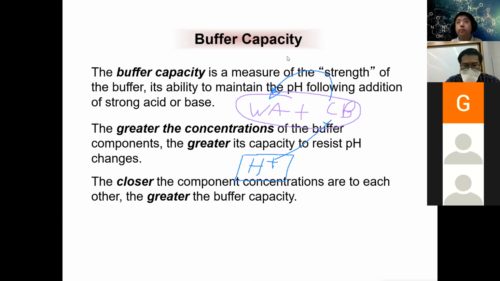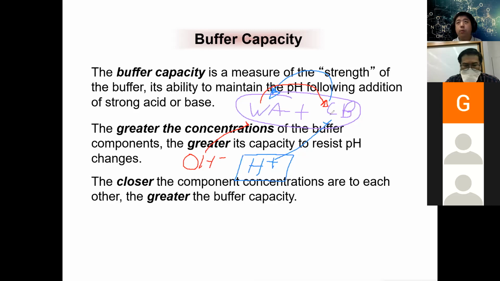Okay? If I added in some OH minus, what is going to stop my OH minus from changing my pH? The weak acid. So it's going to go like this, and then it's going to essentially make more of my conjugate base. Okay? So they both work together, but one targets the acid and one targets the base. So the weak acid will target the bases that approach it. The conjugate base will target any acids that join in.